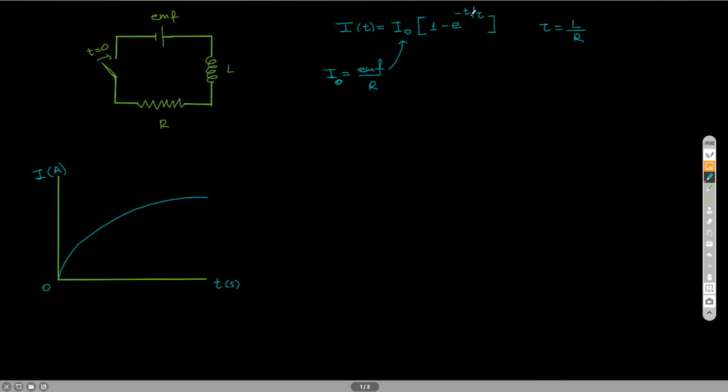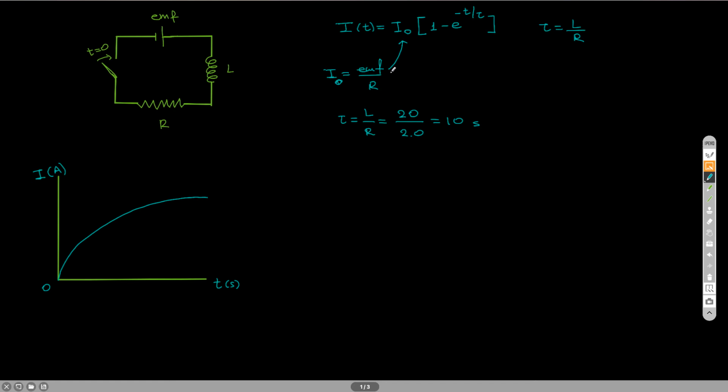Now, this symbol, this is the Greek letter tau, and this is equal to L over R. Let's say, just for the purpose of doing the calculations, let's say we have an inductance of 20 Henry and we have a resistance, let's make it simple, we got 2 ohms, so this will be 10 seconds. Okay, the units of the time constant are the time units, so it will be seconds.